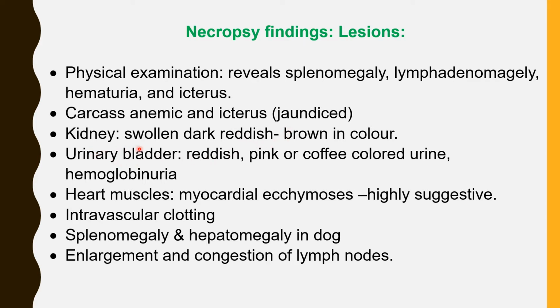The kidney is swollen and dark reddish brown in color because large molecules of hemoglobin are trapped in the kidney. The urinary bladder contains reddish pink or coffee colored urine, hemoglobinuria. Heart muscles show a peculiar characteristic, myocardial ecchymosis, and this is highly suggestive of babesiosis.